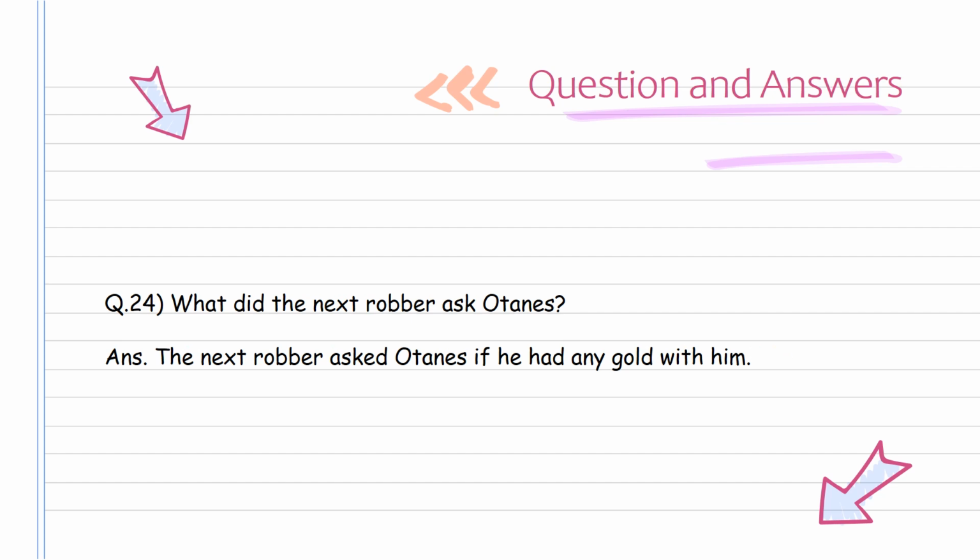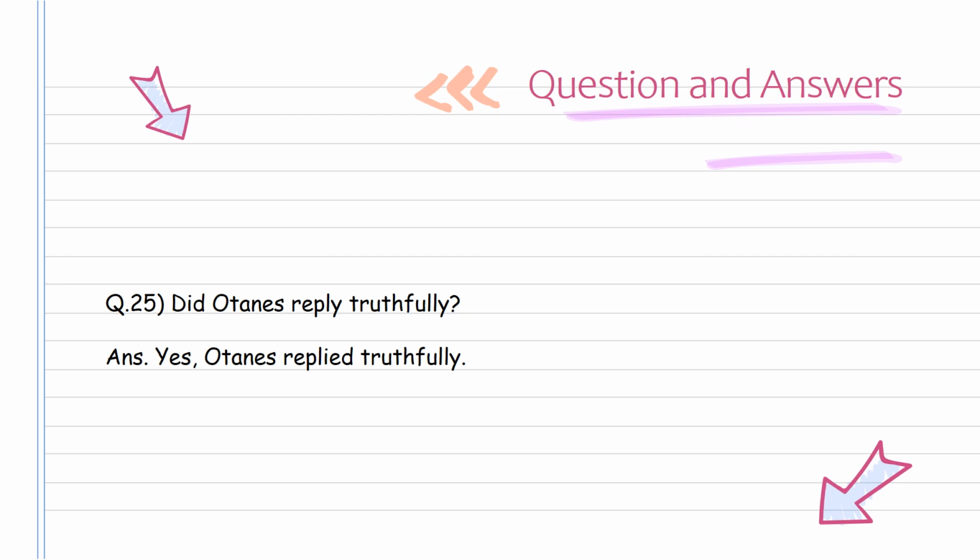Question 24. What did the next robber ask Otanes? The next robber asked Otanes if he had any gold with him. Question 25. Did Otanes reply truthfully? Yes, Otanes replied truthfully.